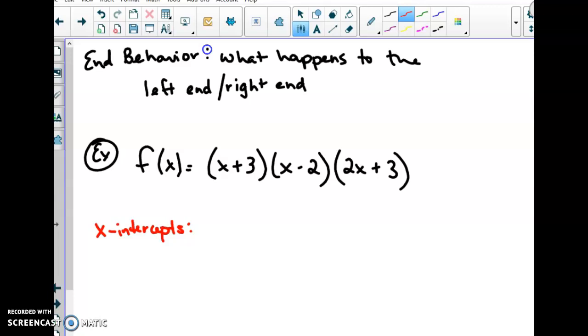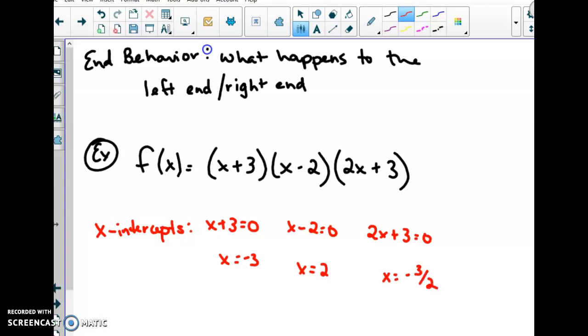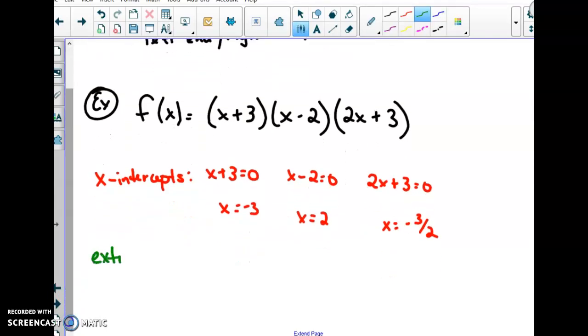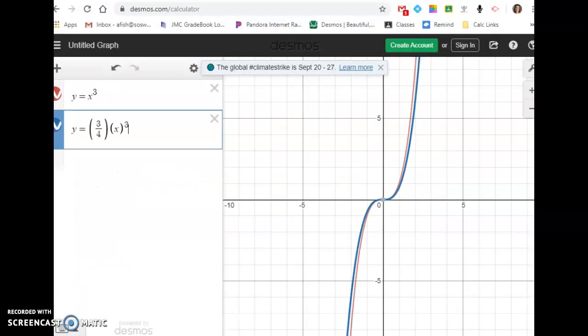So looking at this, I'm going to make each parenthesis equal to 0 and solve for x. So x is going to be -3 here. The next one is going to be at +2. And then this one is going to be at -3/2. So those are my x-intercepts. Now, based off of that factored form, you probably aren't going to know what the local mins and maxes are, and that's totally fine. You're going to go to Desmos and look at your graph of that.